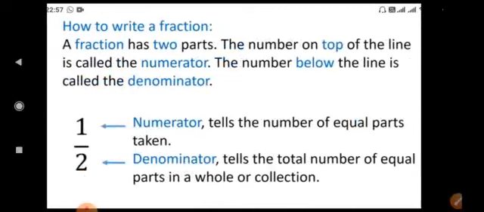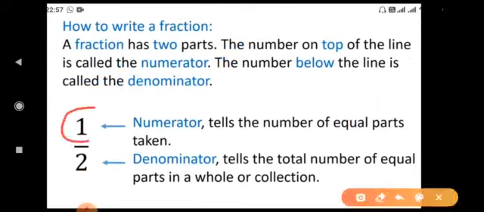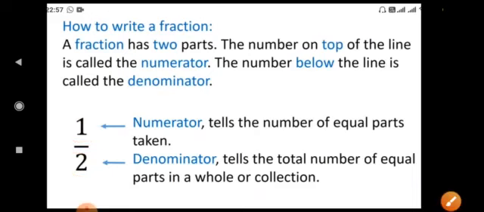Now, how to write a fraction? A fraction has two parts. The number on top of the line is called the numerator. The number below the line is called the denominator. Numerator tells the number of equal parts taken. Denominator tells a total number of equal parts in a whole or collection.